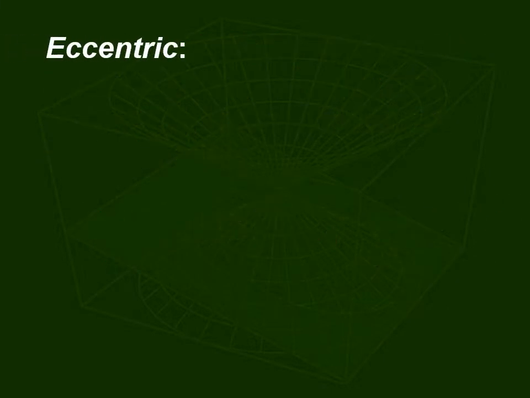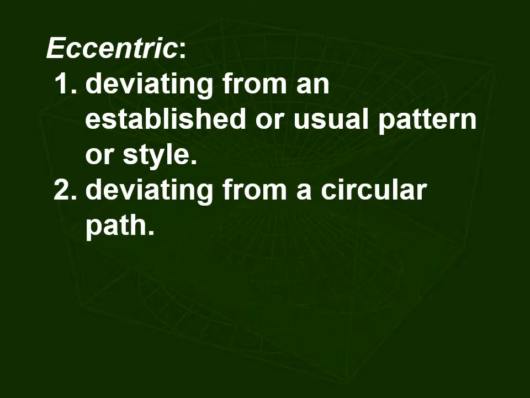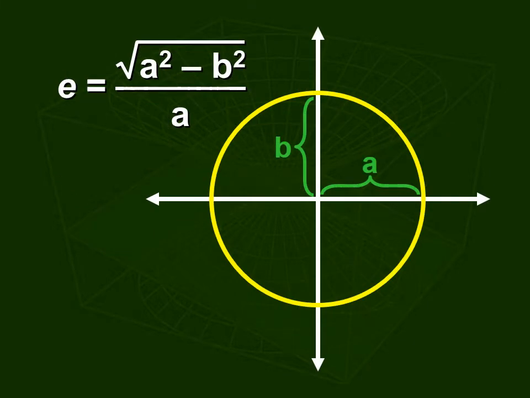All right, so I'm going to talk briefly about eccentricity. I'm not sure how much we're going to deal with eccentricity in the future, but I just want you to kind of get a definition for it. It's deviating from the established or usual pattern or style. Okay, so we have these pretty ellipses. We know what they look like, and sometimes they go weird, right? So they're not going to be a circular path. They're going to be a different path, okay?